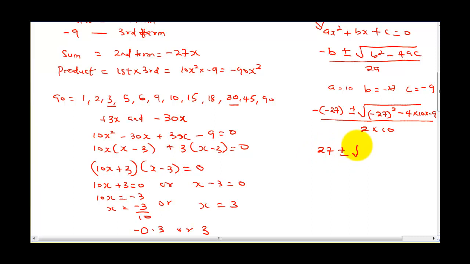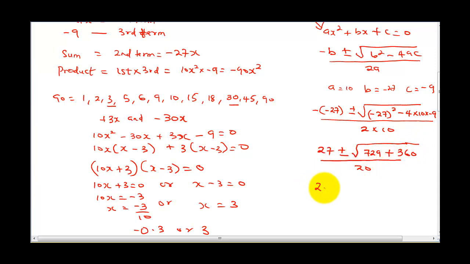We're going to have square root of, now minus 27 all squared. It's going to give us 27 squared is 729, and minus times minus is positive. So we're going to have 729. So this is going to be minus times 4 times 10 times minus 9. First of all, if we have a minus times minus, it's going to give us plus. 4 times 10 is 40 times 9, and that's going to give us 360. So this is going to be 360 all divided by 20.